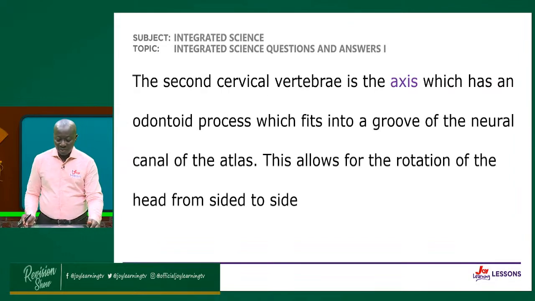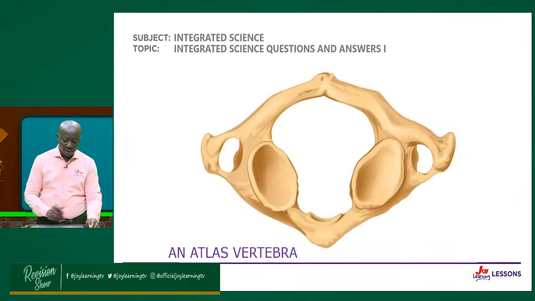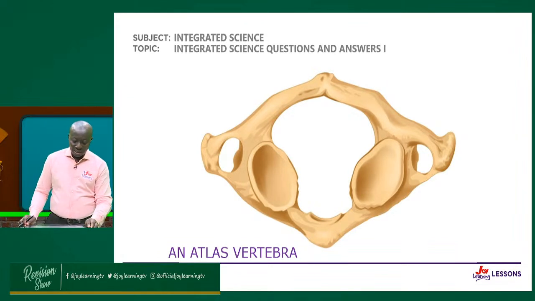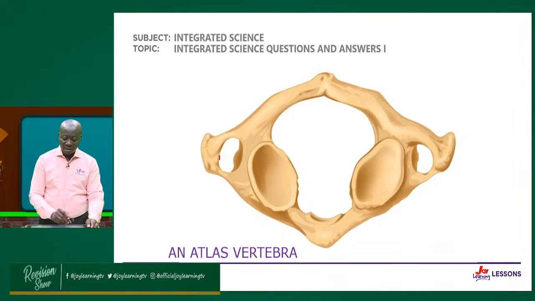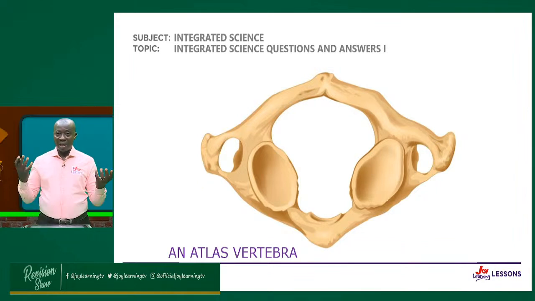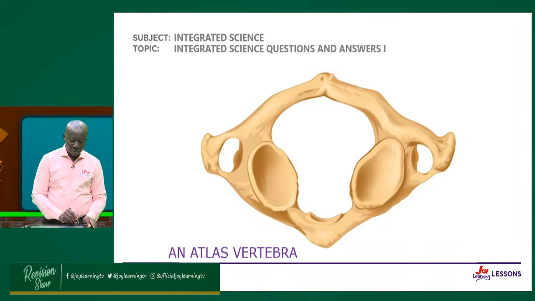The second cervical vertebra is the axis, which has an odontoid process which fits into a groove, a hole in the neural canal of the atlas. This allows for the rotation of the head. So remember, the atlas helps you to nod, and the axis together with the atlas helps you to move your head from side to side. Showing on your screen is a picture of an atlas vertebra. We have the vertebral canals. It carries the head naturally, and these are the structures that allow you to nod freely.